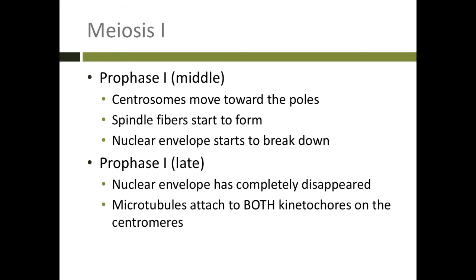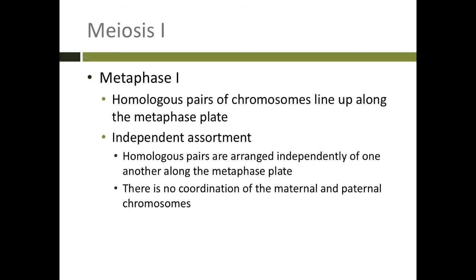This is different from what we saw in mitosis, where both poles attached to the same chromosome and pulled the chromatids apart. In metaphase 1, we see the second mechanism that increases the genetic variability in eukaryotes, independent assortment. Remember, during meiosis 1, the homologous chromosomes are pulled apart. Which way they line up on the plate is random.